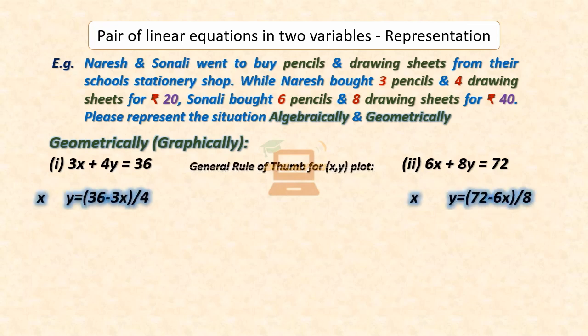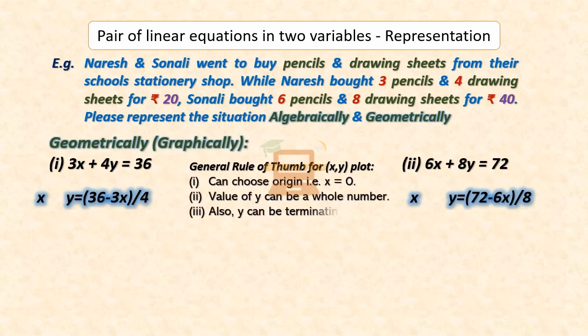Then, we plot the points on an xy graph and connect them in sequence with a line. We can even choose 0 for one variable, to get the other variable. As a general rule of thumb, the idea is to avoid non-terminating decimal values for ease of plotting.